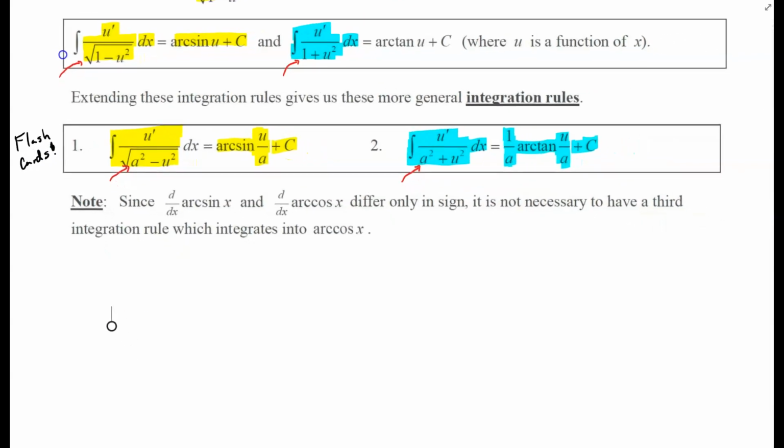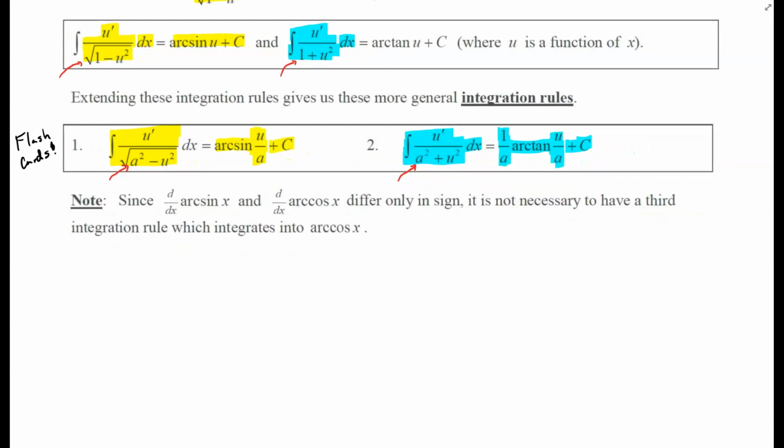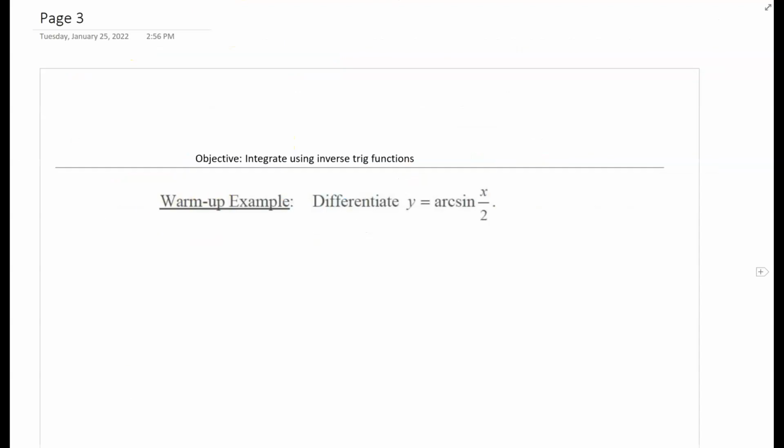And then again, maybe you're saying, hey, what about arc cosine? Where the heck is arc cosine? Well, remember, the derivative of arcsine and the derivative of arc cosine only differ by a negative. So it's not necessary to have the third integration rule, which utilizes arc cosine of x. We can just always pull out the negative as a multiplier, so you'll never see the arc cosine pop up.